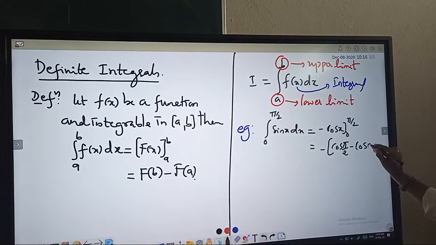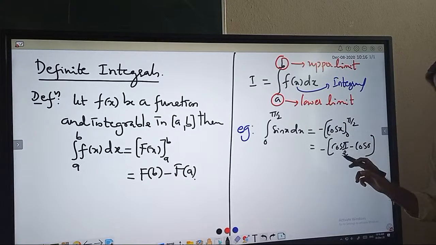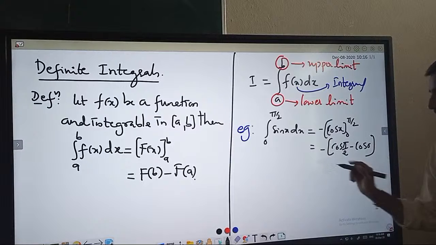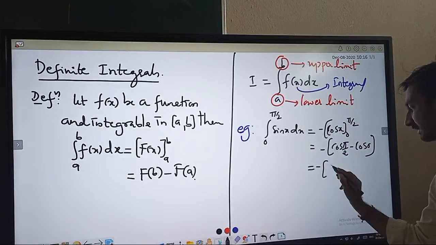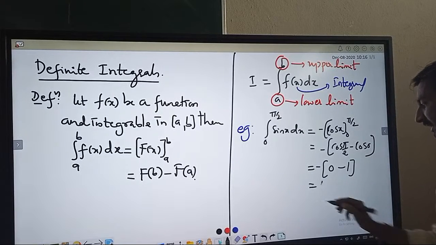I told you, you have to take once the upper limit and another time the lower limit. So upper limit, you know very well cos 90 is 0. So this is minus 0 minus 1, because cos 0 is 1. So finally you get the answer 1.